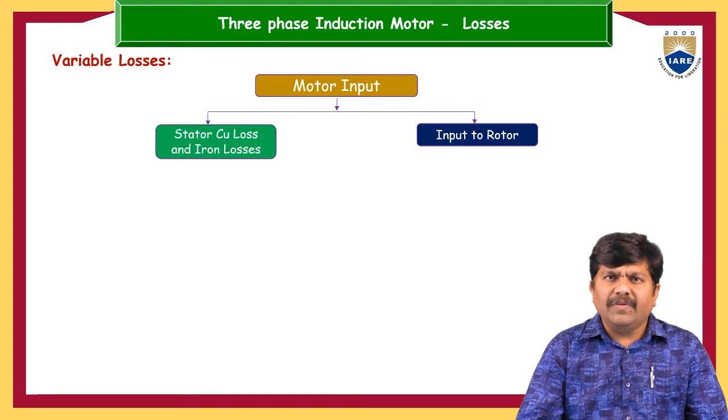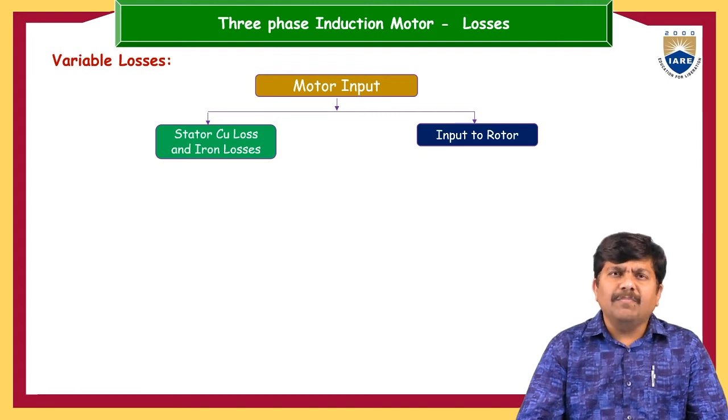After meeting the stator core losses and copper losses, the remaining electrical input power flows into the air gap. So this power is also called air gap power, and that will be the input for the rotor. So rotor input power means electrical input minus stator losses. What are the stator losses? Stator core losses and stator copper losses. Then the remaining power will be the input for the rotor. Sometimes this input to the rotor can also be called air gap power.